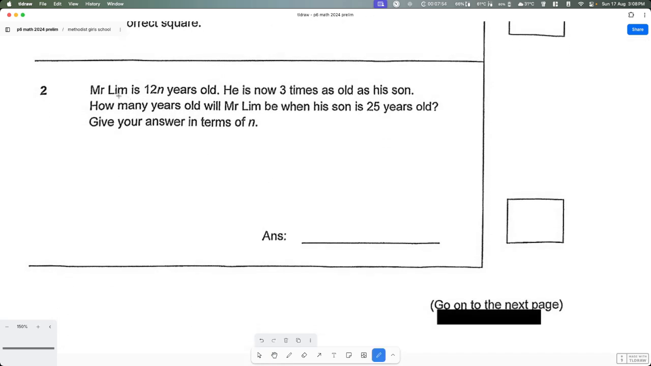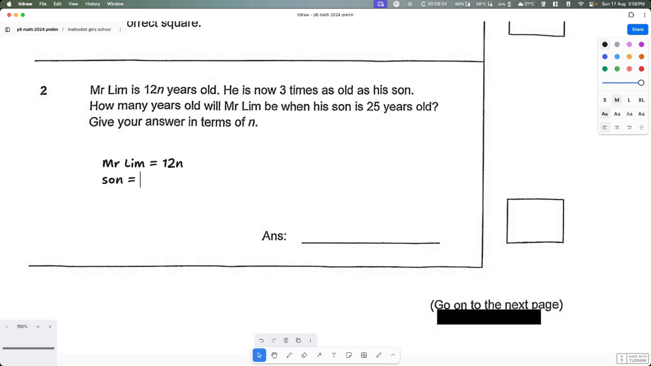Question number 2. Mr. Lim is 12n years old. He is now 3 times as old as his son. How many years old will Mr. Lim be when his son is 25 years old? So Mr. Lim is equal to 12n years old. Give your answer in terms of n. He is now 3 times as old as his son, so his son is 3 times younger. So 12n divided by 3 will be 4n.